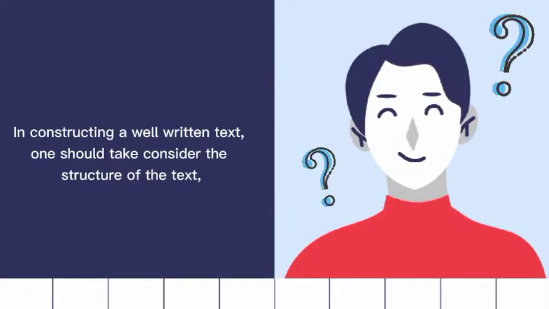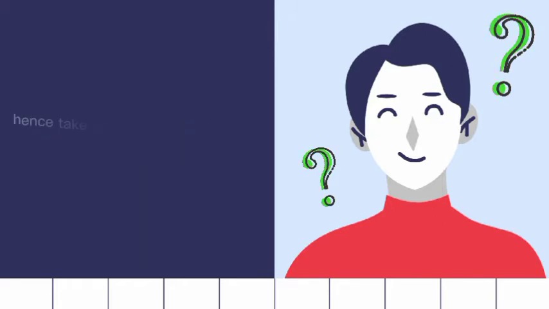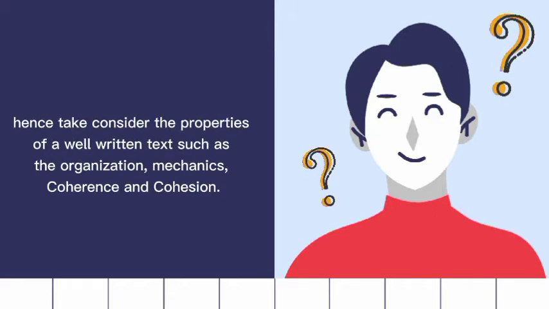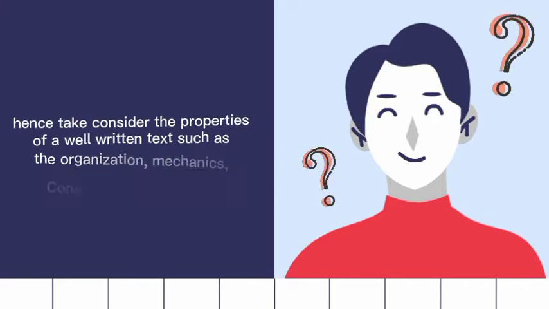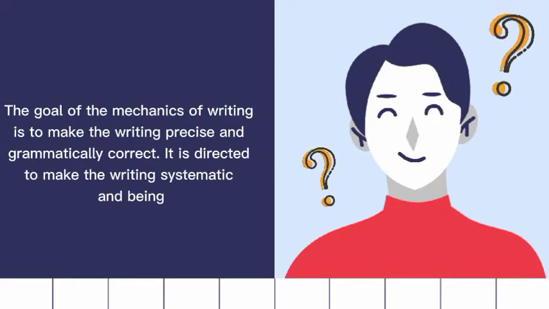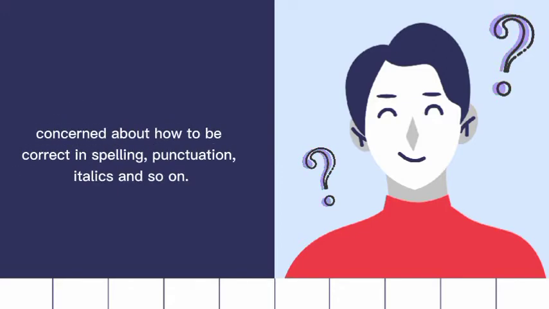In constructing a well-written text, one should take into consideration the structure of the text. Hence, consider the properties of a well-written text, such as the organization, mechanics, coherence, and cohesion. The goal of the mechanics of writing is to make the writing precise and grammatically correct. It is directed to make the writing systematic and being concerned about how to be correct in spelling, punctuation, italics, and so on.